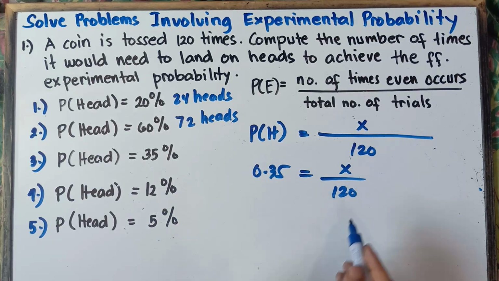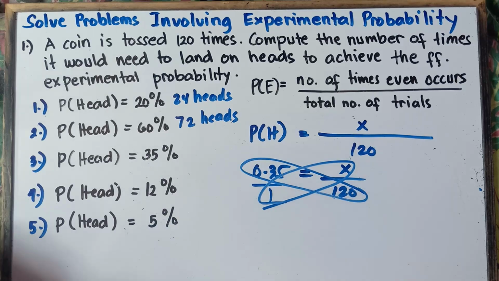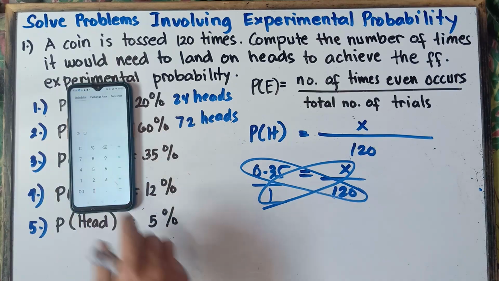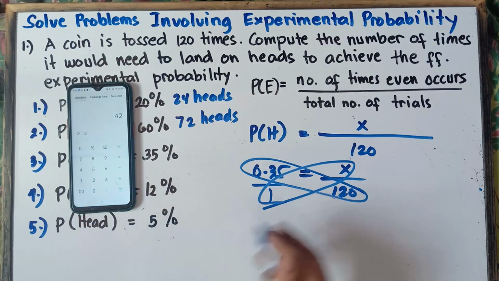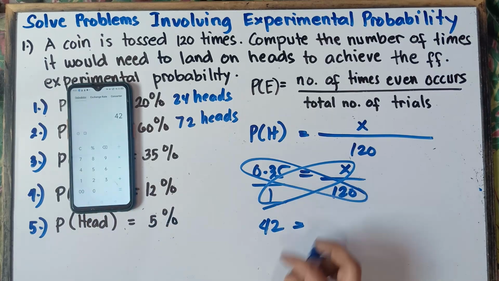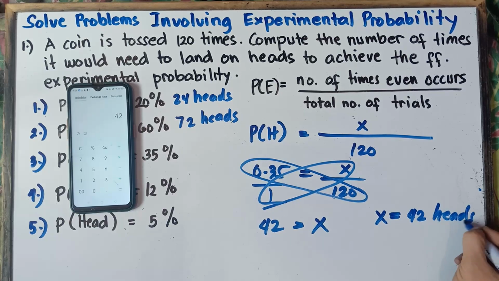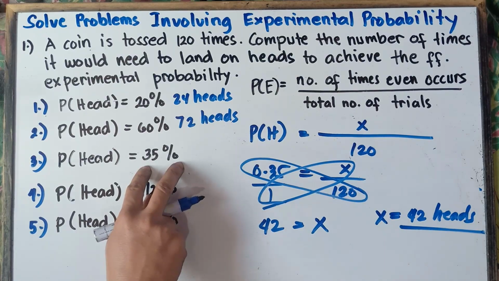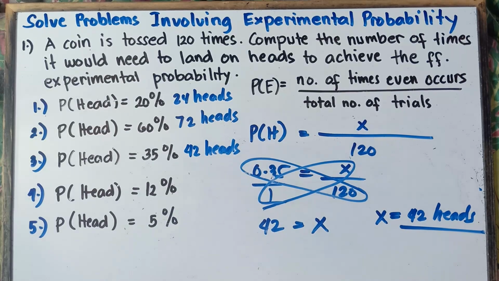Simply do cross multiplication. So understood that there's a 1 here. Cross multiply. Once again, if the teacher will allow you to use a calculator, it is very easy, class, to answer this. So 0.35 times 120 is 42 equals 1 times x. Of course, that would be x. Therefore, class, the answer is equal to 42 heads. Given probability is 35%, so that would be 42 heads. That's it, class. Very easy, right?